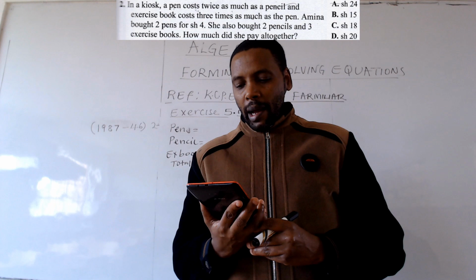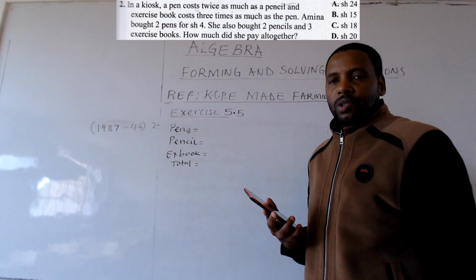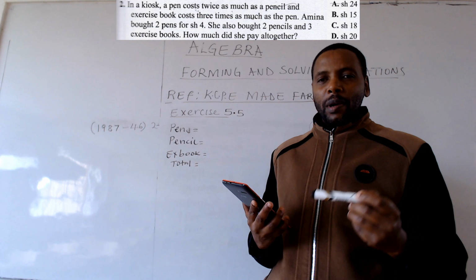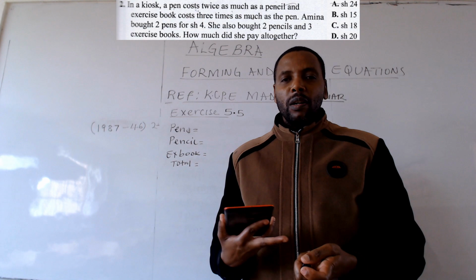Just like I did in the other question, list the items: the pen, the pencil, the exercise book, and the total cost. Then you go looking at this information, putting the information one by one until you are done with all of them. Then a pen costs twice as much as a pencil. In this case, the pencil is cheaper, and it is the one we shall call X. We let its cost to be X.